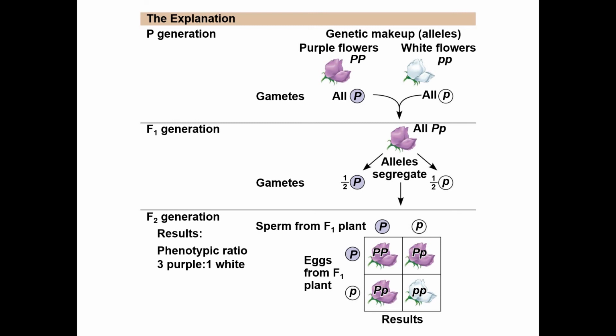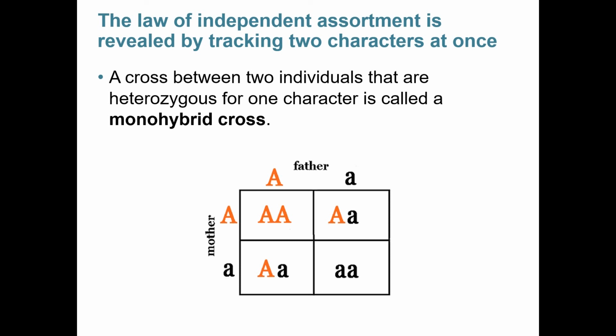When we do this, we see that we get the same results that we saw before, 3 purple to 1 white. From a genotypic standpoint, we get the following ratio: 1 homozygous dominant to 2 heterozygous to 1 homozygous recessive. This is called a monohybrid cross, and this is the standard genotypic ratio. Our phenotypic ratio is going to be 3 to 1, 3 purples to 1 white. A cross between two individuals that are heterozygous for one characteristic is always called a monohybrid cross, and it's always going to have this same ratio: 3 to 1 for phenotype and 1 to 2 to 1 for genotype.